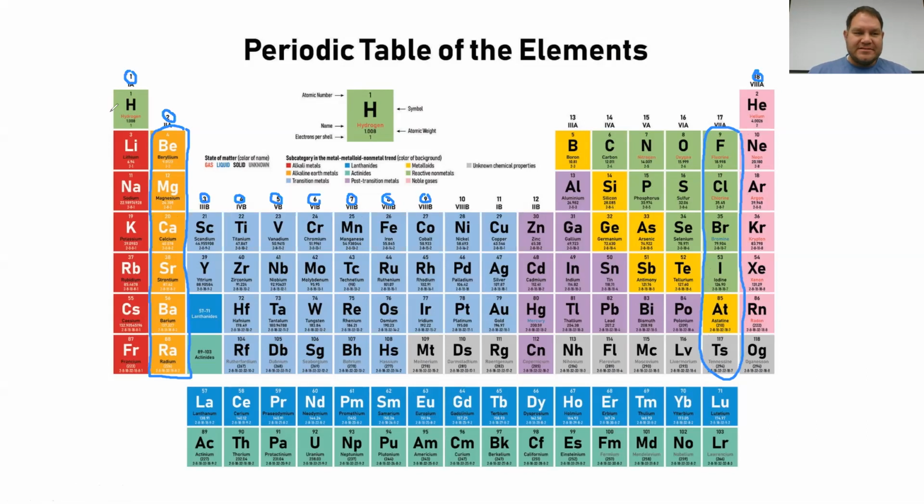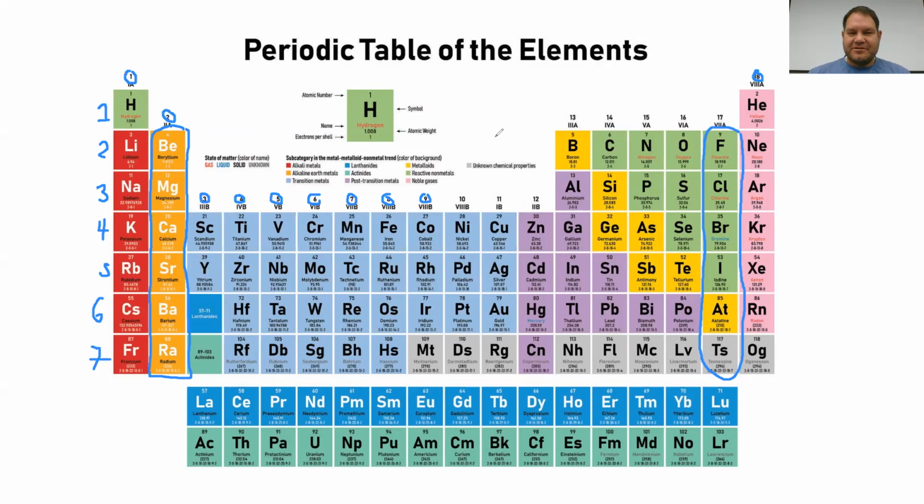Now, periods. The period number is usually found on the sides here. So this is period 1, period 2, period 3, period 4, 5, 6, and then finally period 7. Periods run across, so this is period 1. Period 1 contains hydrogen and helium. Period 2 goes all the way from lithium, beryllium, boron, carbon, nitrogen, oxygen, fluorine, neon.